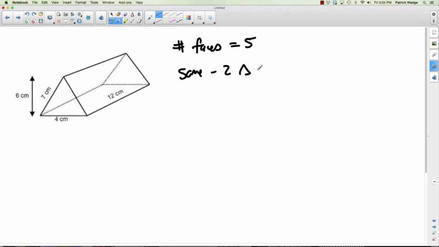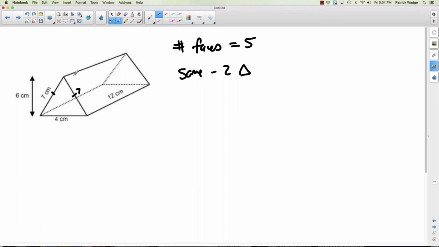This is really annoying. We have the bottom. Is the bottom the same as the other rectangles? I think it is supposed to be an isosceles triangle, which means that this and this are the same. So when it says 7 there, this is also 7 here. So if we look at the bottom, it is 4 by 12.